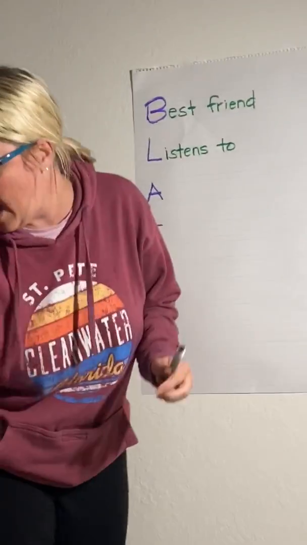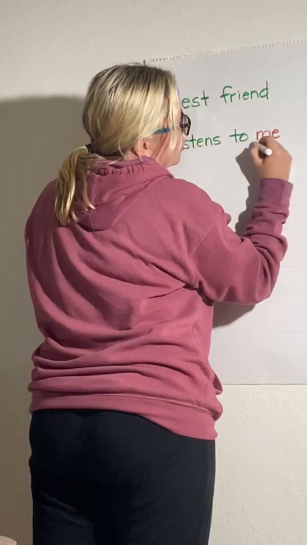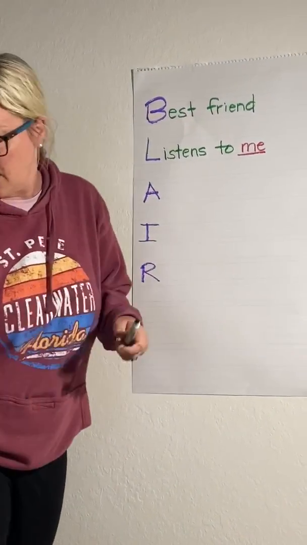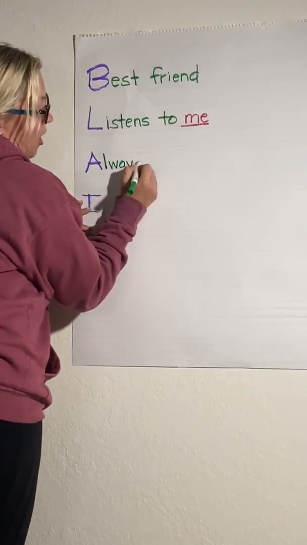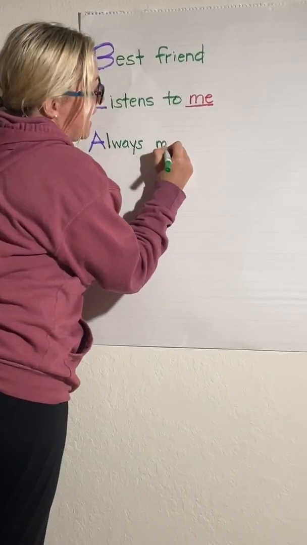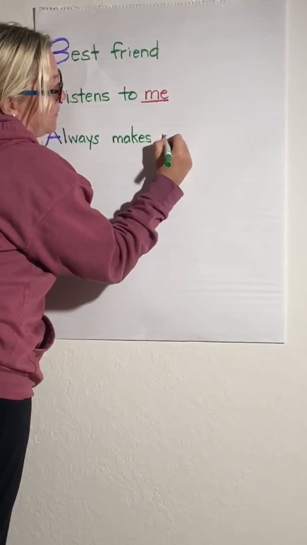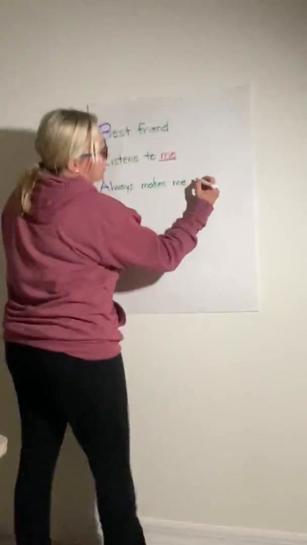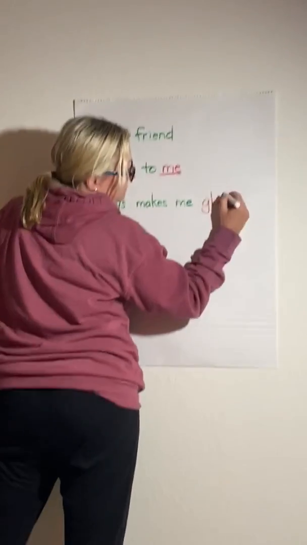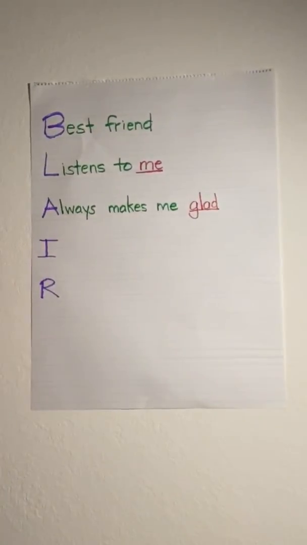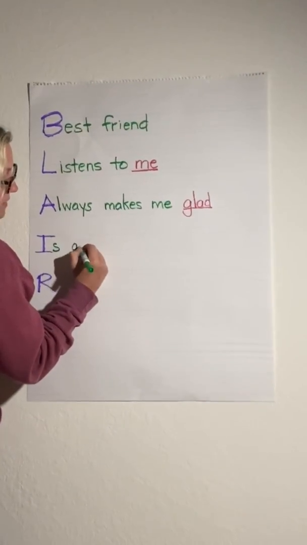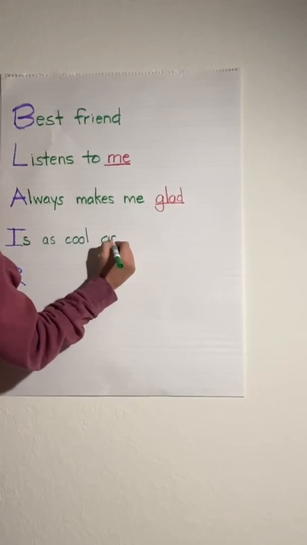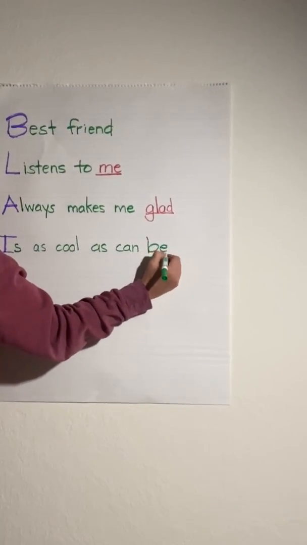to, and I'm going to write this one in red because I'm going to try to do some rhyming in this one. Me. So I'm going to try to rhyme on this line with me. All right? A. Well, I know the word always starts with A. Always makes me glad. I chose the word glad because, again, I'm going to try to do some rhyming with this, and glad's a lot easier word to rhyme with. And you'll see in a second. And the I starts with I. As cool as can be, because she's a cool person.